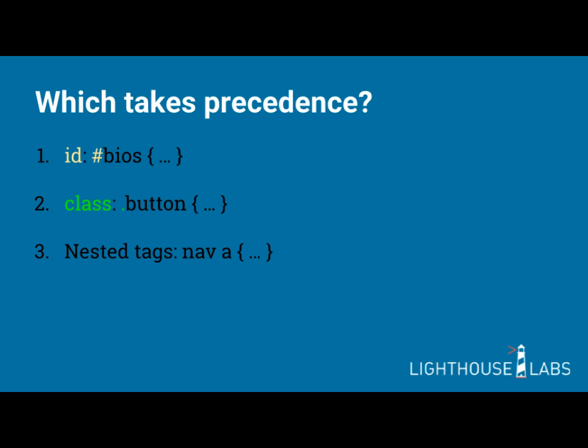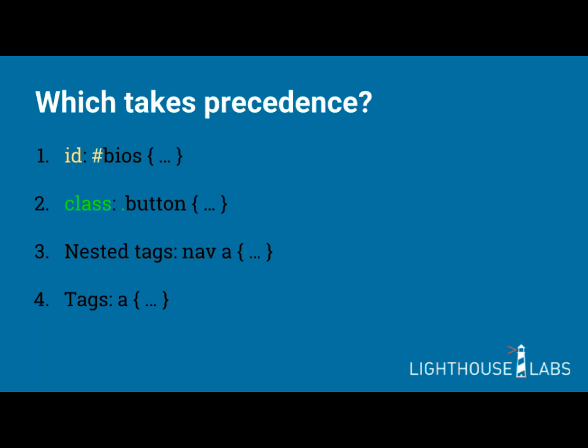Then nested tags. So A by itself, you see that nesting, right? It's just separated by a single space. So any anchor tag inside of a nav tag is going to get picked up next. Before it looks at all the other A tags on your page, it's going to look at that one in nav and apply those styles. Those styles take precedence over every other anchor tag on your page.